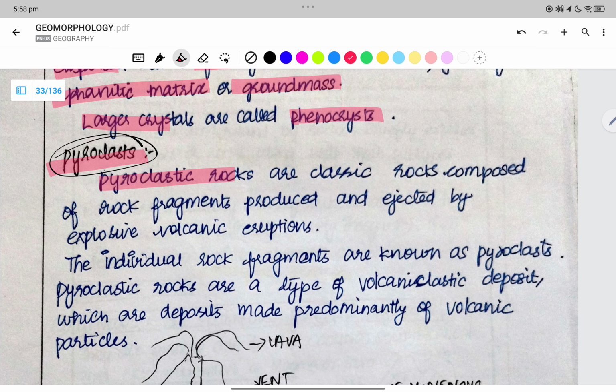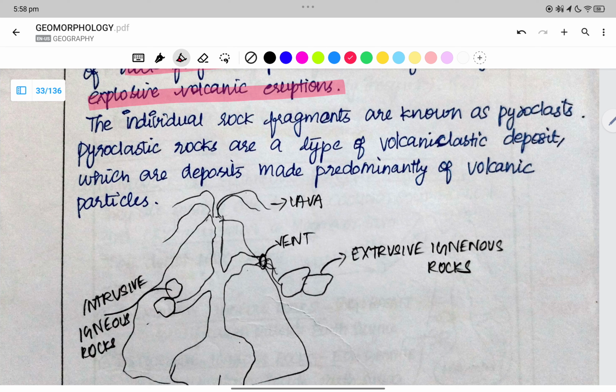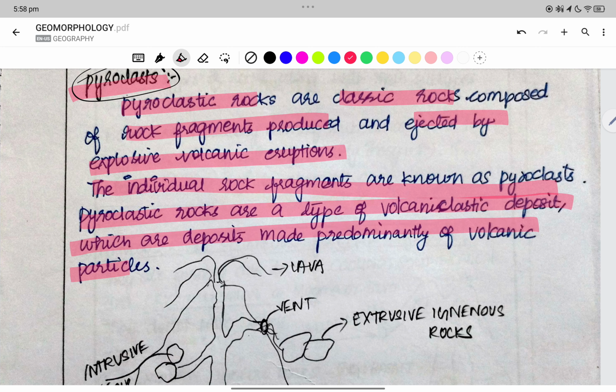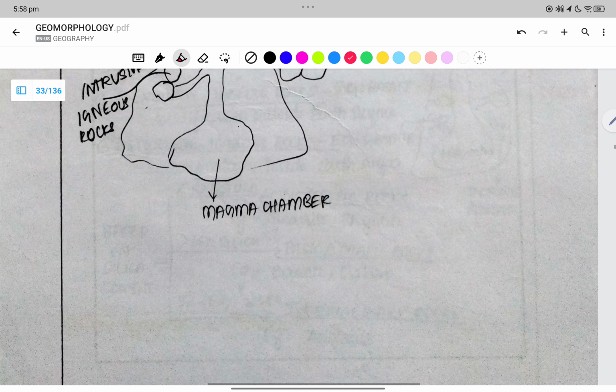Pyroclastic rocks are clastic rocks composed of rock fragments projected and ejected by an explosive volcano. The individual rock fragments are known as pyroclasts. Pyroclastic rocks are a type of volcanic clastic deposit made of volcanic fragments.